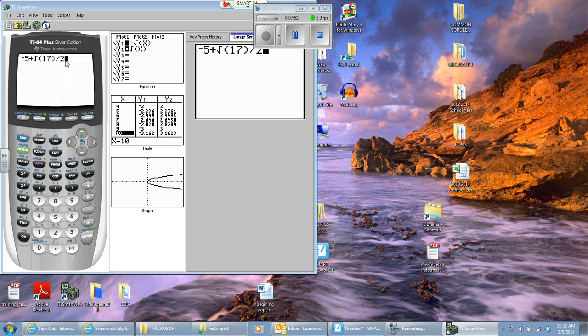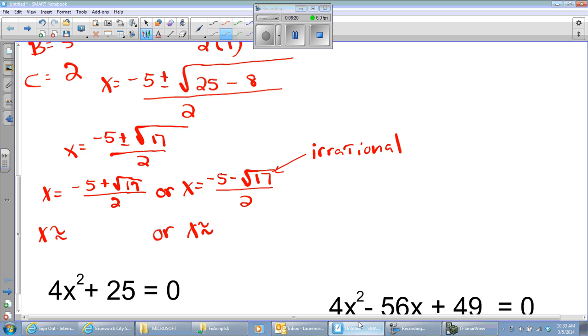So when you go to type it, you want to do one of two things. I like to do a parenthesis for my numerator. Put everything in parentheses. And then you just have to be careful. You want to close the parenthesis on the 17, and then you want to close the parenthesis that you started for the numerator, and then divide by 2. And when you do that, you will get a negative for about 0.438. We'll go with that as an answer. I'll show you the other way to do it in a second.